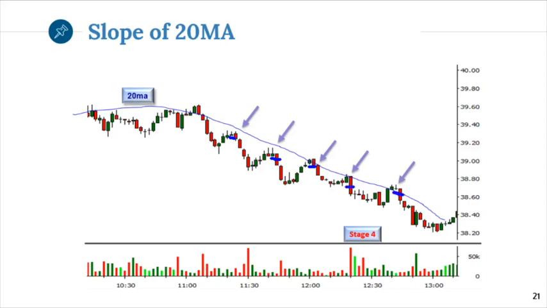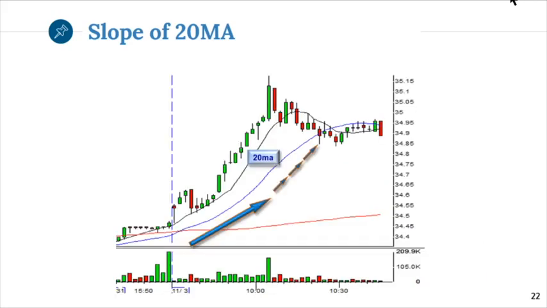Does that make sense? As long as you have a 45-degree 20 MA, it should work. Not 100% of the time, but the vast majority of the time. Again, 45-degree from maybe here to there, and up here is now more than 45-degree. Stock tops out shortly afterwards, right?